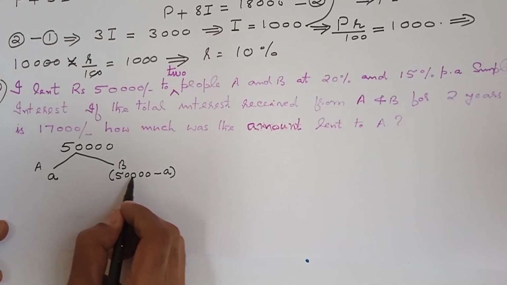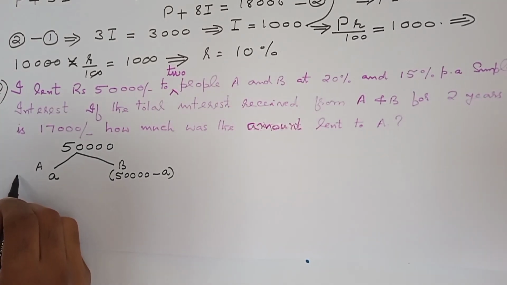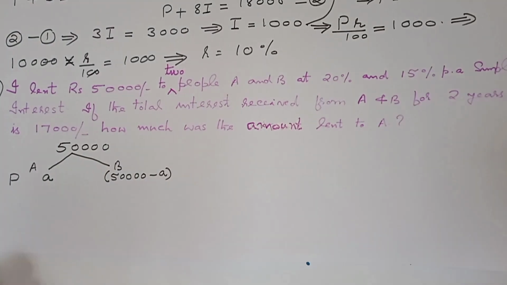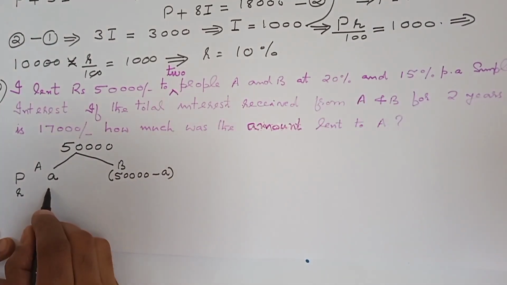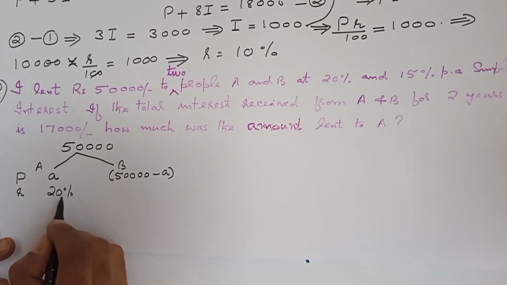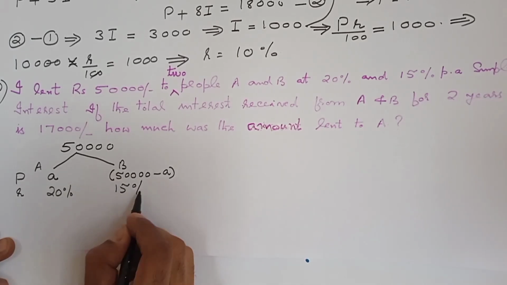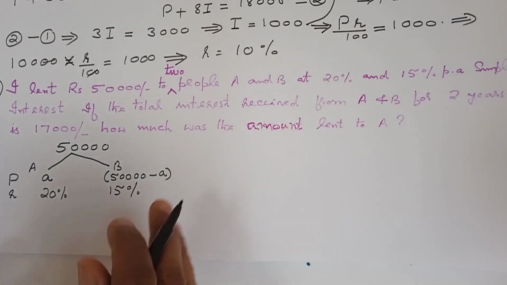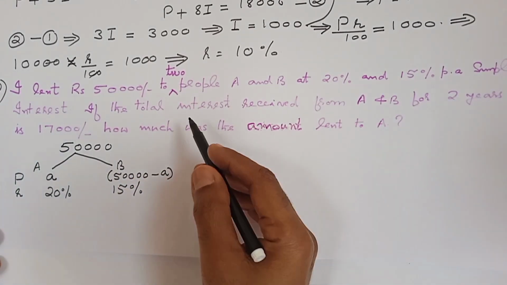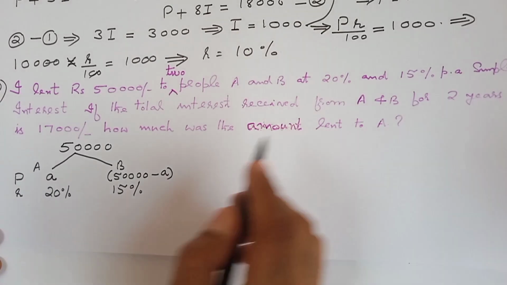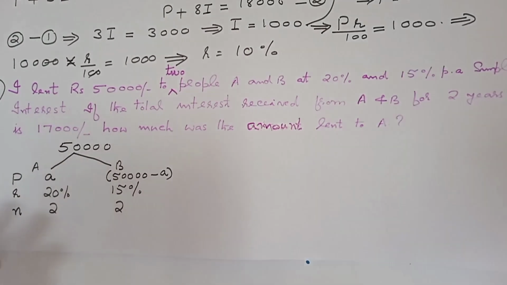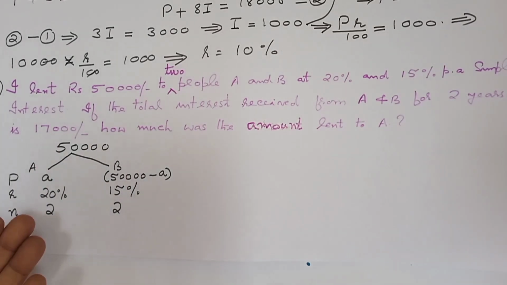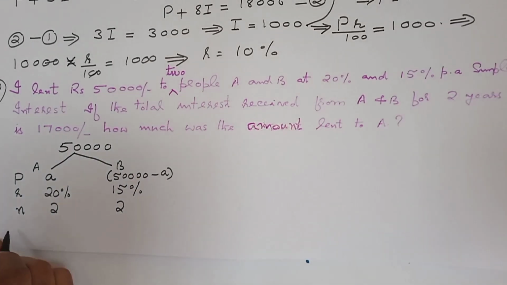Now, what do A and 50,000 minus A stand for here? There's a principal amount, rather the amount being lent. The rate of interest is given to be the first one, 20%, and the other one, 15%. Now, what is the period? They say interest received from A and B for 2 years. So number of years is 2 in both the cases. You can calculate interest received from both A and B as follows.